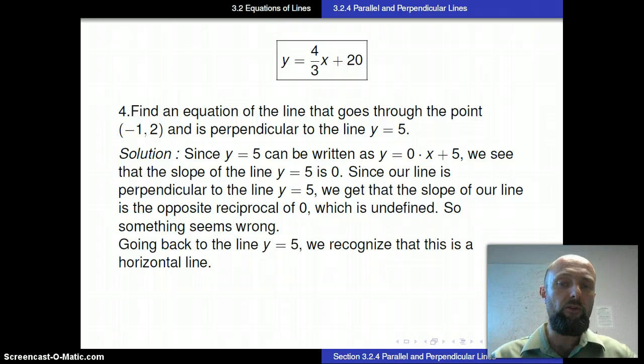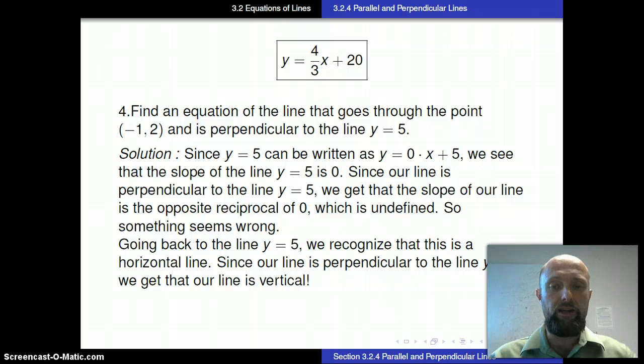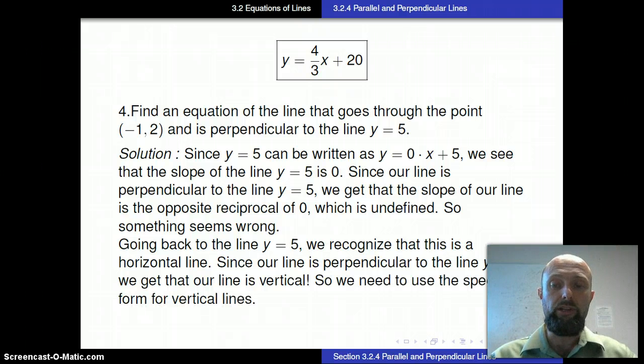Going back to the line y is equal to 5, we recognize that this is a horizontal line. Since our line is perpendicular to the line y is equal to 5, a horizontal line, we get that our line is vertical. So we need to use the special form for vertical lines, which is x is equal to a constant. So we get as a final answer x is equal to -1.